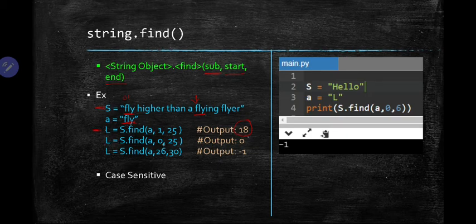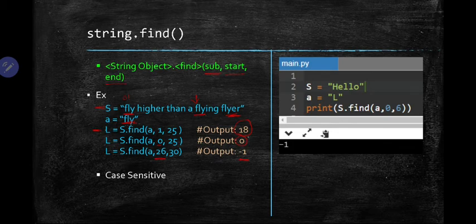In the next example, if we start with 0, then it should give this first index, that means 0 itself. So with starting point 0, it will give index 0. And if I begin from index 26, then it will not find any fly, any string that is fly, so it will return -1. Remember, when the substring is not present, or it could not be found by the function, then it will always return -1.